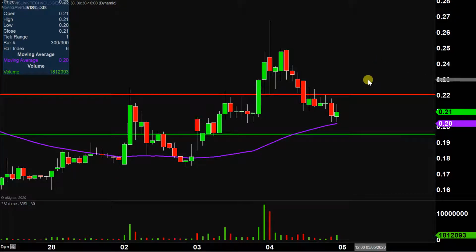So overall, though, the chart's hanging in there. Yes, it was a bigger pullback, but the price does still have the opportunity to chip away and build a higher low. So we'll see if the bulls can get that job done or not.